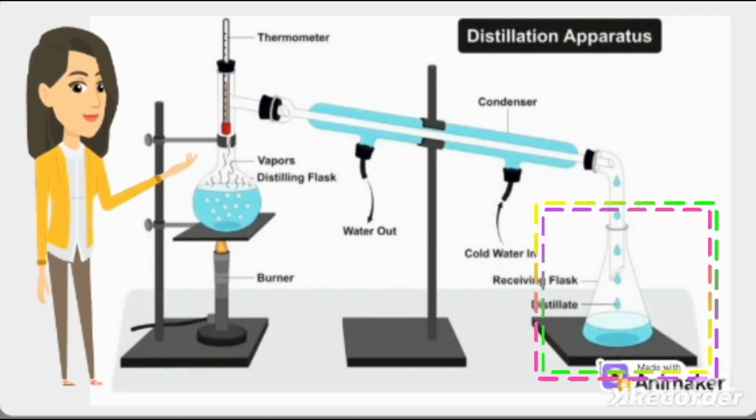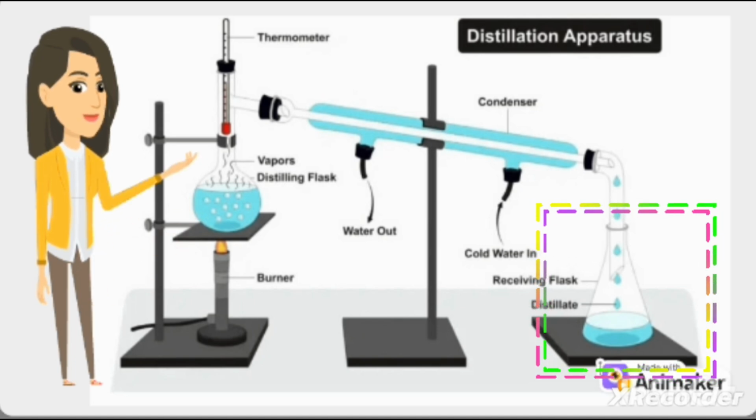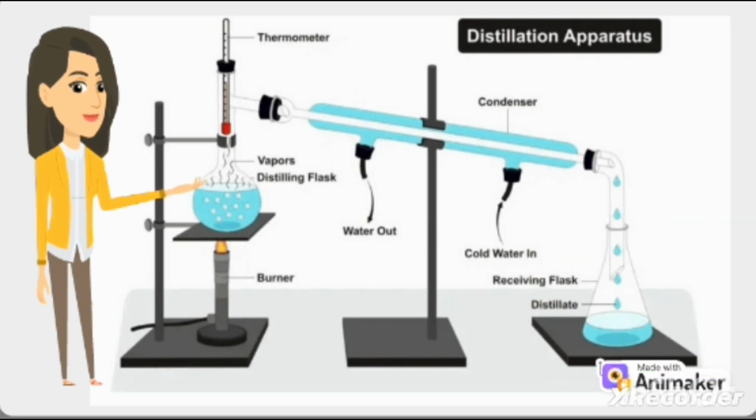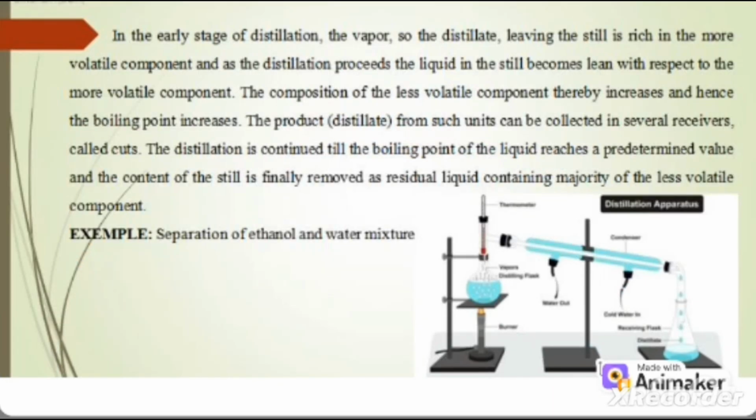The product, the distillate, from such units can be collected in several receivers called cuts. The distillation is continued till the boiling point of the liquid reaches a predetermined value and the content of the still is finally removed as a residual liquid containing majority of the less volatile components.